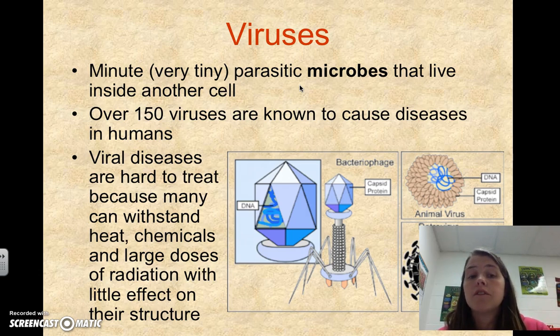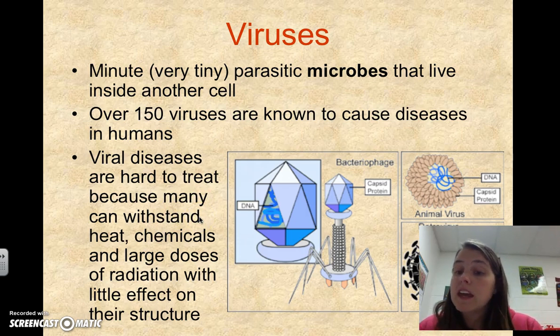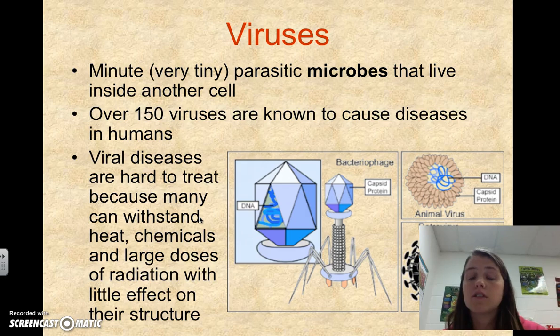There are over 150 viruses that are known to cause diseases in humans, and viral diseases are really hard to treat because many can withstand really high heat, so you can't kill them with temperature. They're resistant to chemicals, or radiation, so usually from the sun. Sun can kill bacteria, or some can kill viruses, or excuse me, cannot kill viruses.